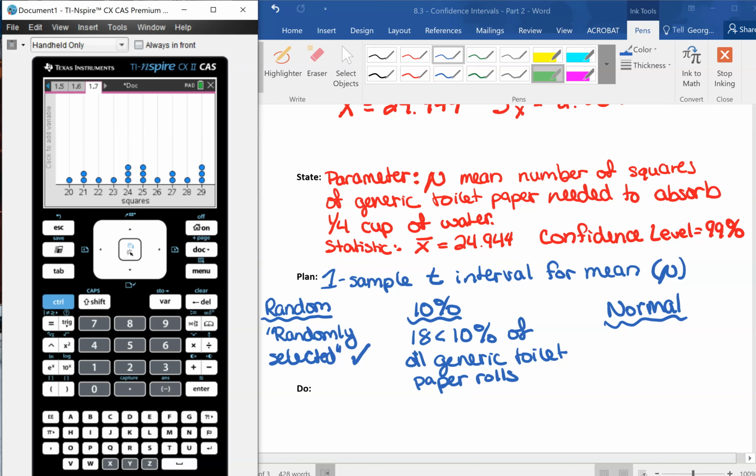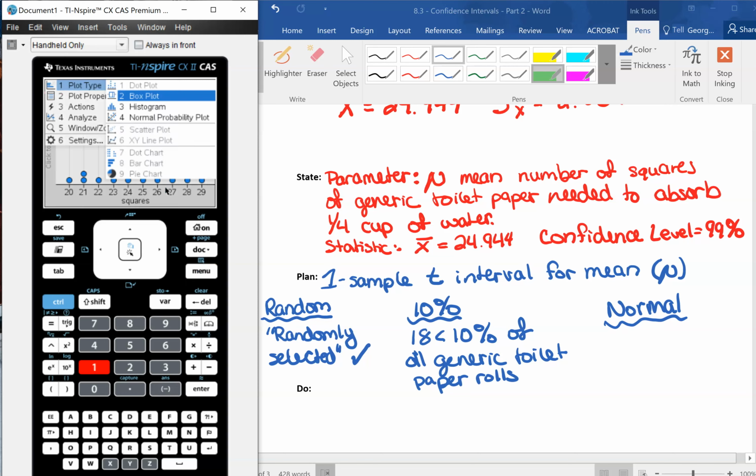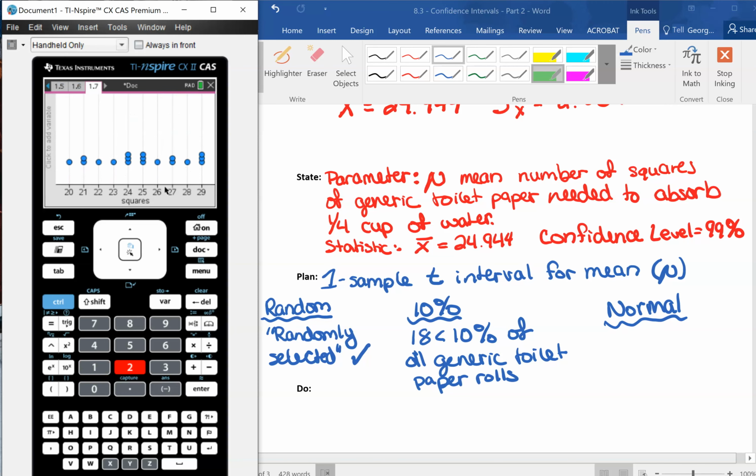Just by looking at the dot plot, it looks pretty good. I don't see any evidence of skew. I don't see any evidence of outliers. There's not one point that's way off by itself. You can check a couple different ways. If you hit menu and plot type, you can change your different graphs. So we're looking at a dot plot. If you wanted to look at a box plot, you could hit number 2 and it'll turn it.